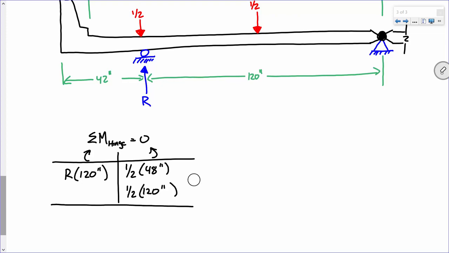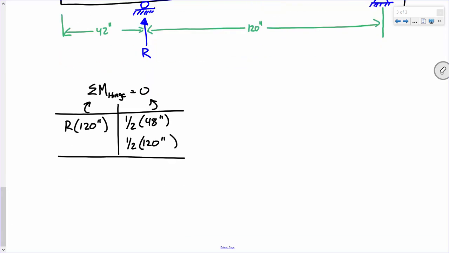All right. Y'all are probably used to an equation, somebody choosing a sign convention, writing out an equation. That's just sort of how I do it. 120R is, what is that, 24 plus 60, 84? So R is 84 over 120, or 0.7. Okay? Make sense? Not too bad, right?